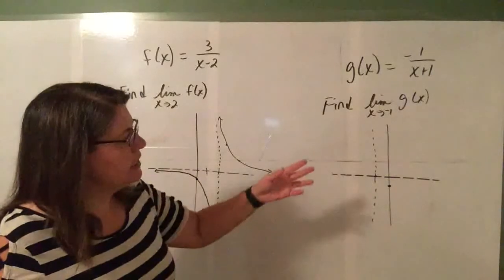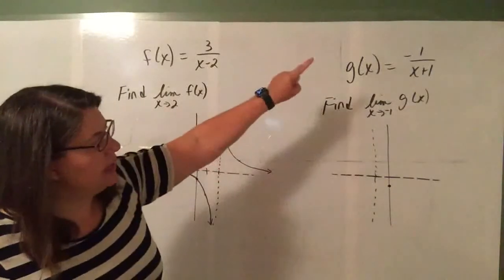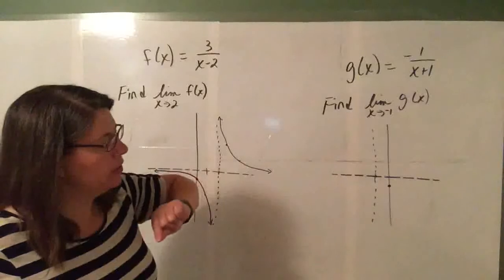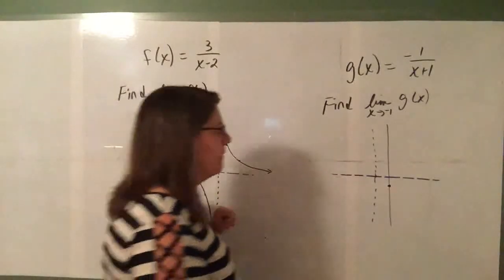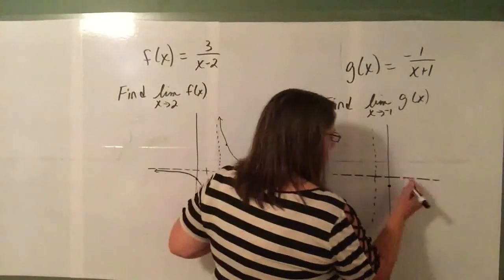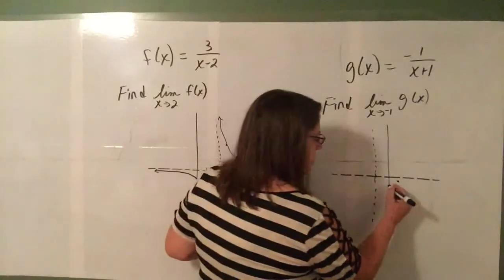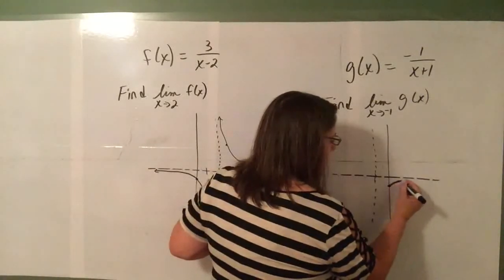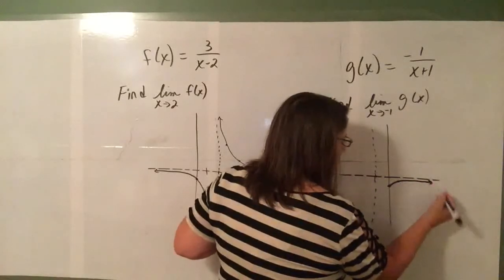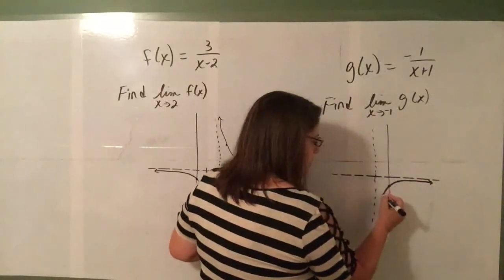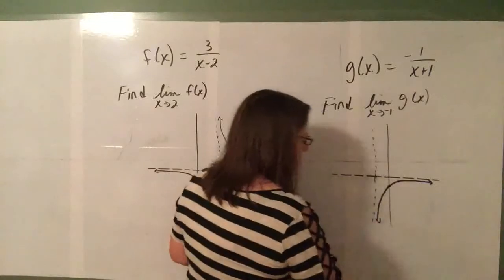If I plug in 1, I have -1 over 2. So that would be -1/2. So at 1, I have -1/2. And I could continue this pattern and I would notice that in this direction, it's approaching my horizontal asymptote. In this direction, it's approaching my vertical asymptote.